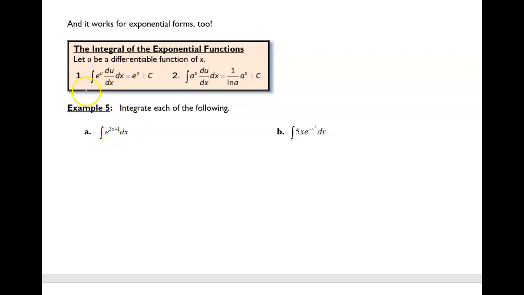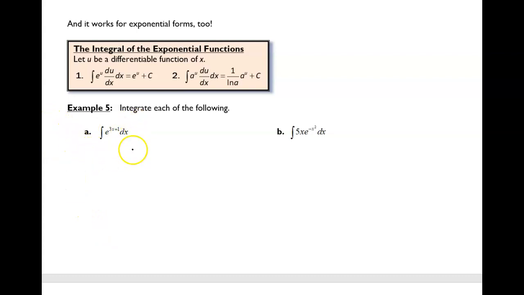And so when I am integrating e to the u, I'm going to be looking to make sure my du dx is there, my derivative of u, and then my antiderivative will just be e to the u plus c. If my base is anything other than e, I will just have to divide by natural log of the base, as we did before with our integrals.